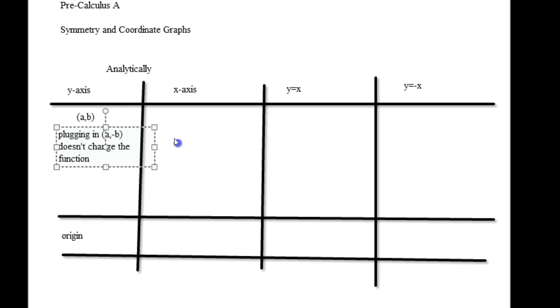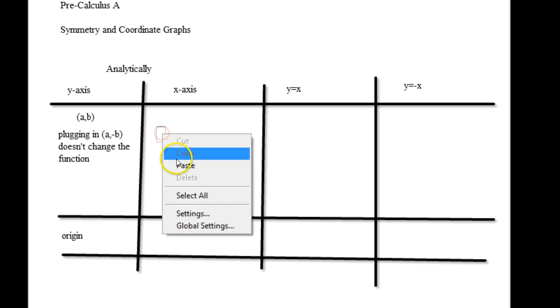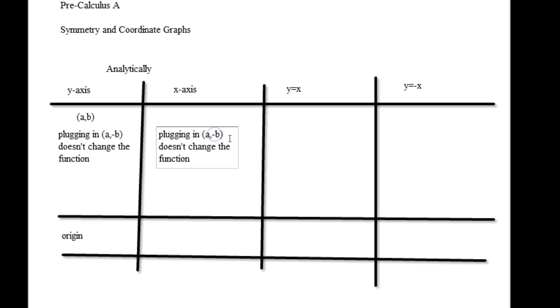Alright, now the same thing is going to be said for x-axis symmetry, but instead of a, negative b, it's going to be negative a comma b. And once again, you have to plug in a and b into your function. And then you plug in negative a and b, and it doesn't change the function. So that's x-axis symmetry. Let me double check. Yep.